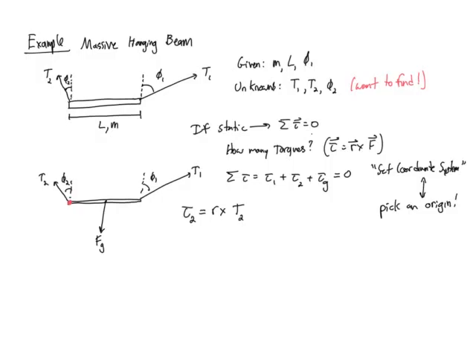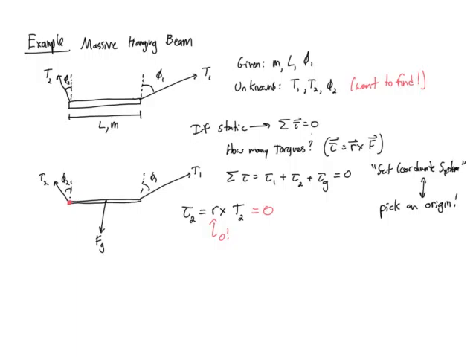Because the torque now, due to the tension T2, should be the distance from my reference point to T2, but the distance from my reference point to T2 is 0. So now I have that the torque due to the second tension is 0, and that's going to make my problem significantly simpler. I didn't have to pick that. I could have picked something else.